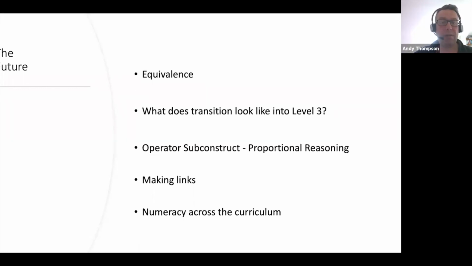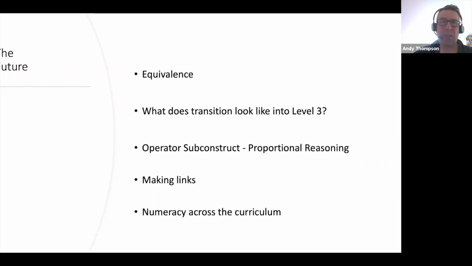And thinking then about level 3 and indeed level 4, there are the two subconstructs that Sarah didn't mention because we wouldn't really be expecting much to be done with them in primary school. There's the idea of the ratio subconstruct, and I've listed here the operator subconstruct, which is the final subconstruct, and that has to do with the multiplicative reasoning that comes with fractions.